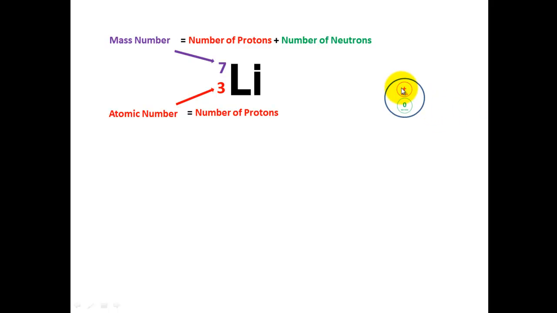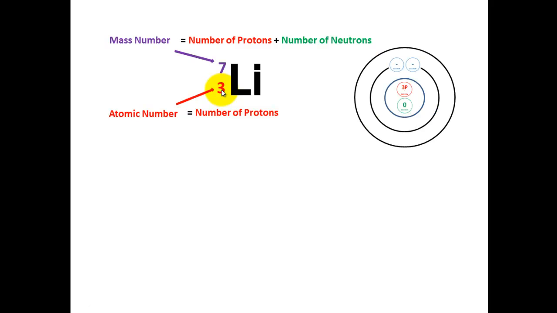Okay, so we've got our nucleus, which has protons and neutrons in the middle. How many protons does it have? 3. 3 protons. How many electrons does it have then in a neutral atom? 3. 2 in the first shell and 1 on the second shell. So it's got an electron configuration of 2, 1. Nice easy one to draw.